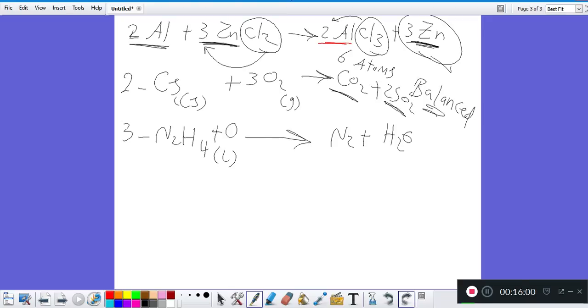So, if hydrogen reacts with oxygen gas, it is going to produce nitrogen gas plus water. Well, we can say something.